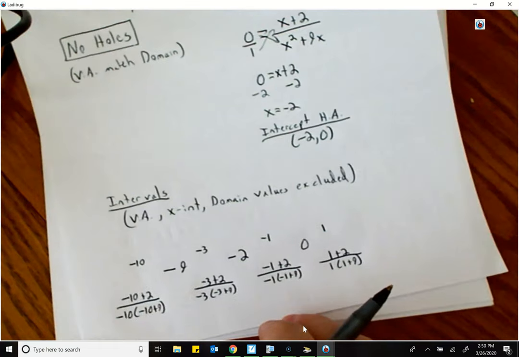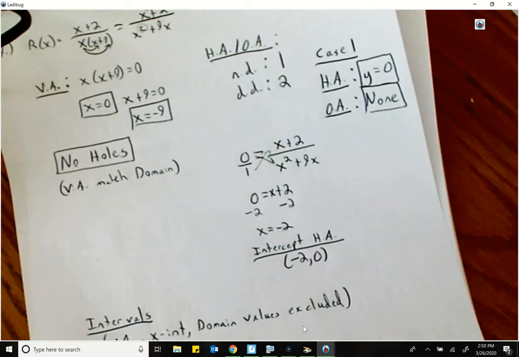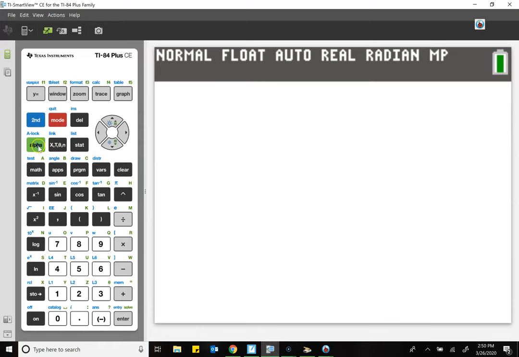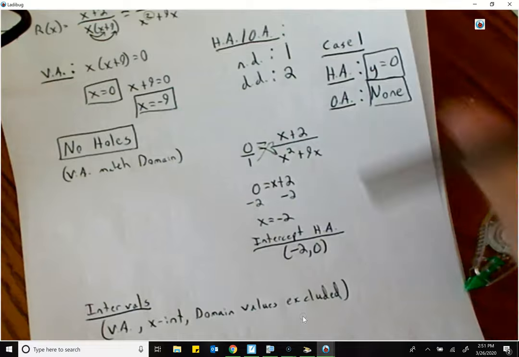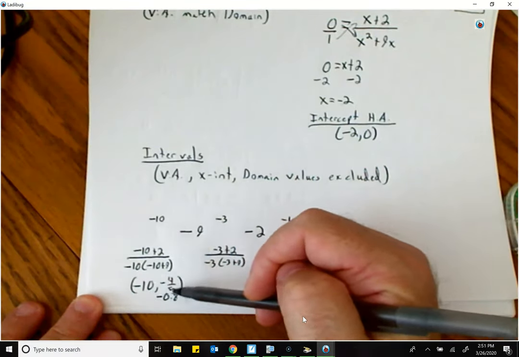Okay? So I'm going to go to my calculator to run all of these. I'm just going to let the calculator kick out the answer because I want to know what it is really quick. So alpha y equals, and we've got negative 10 plus 2 all over negative 10 times negative 10 plus 9. That's just how it was written on my paper. Hit enter. And now we know what happens at negative 10. At negative 10, we are at negative 4/5. And negative 4/5, we do want the decimal of that. Negative 4 divided by 5 is negative 0.8 because we're going to be graphing. We need that value. Okay? So at negative 10, we know we are at negative 10, comma, negative 0.8.